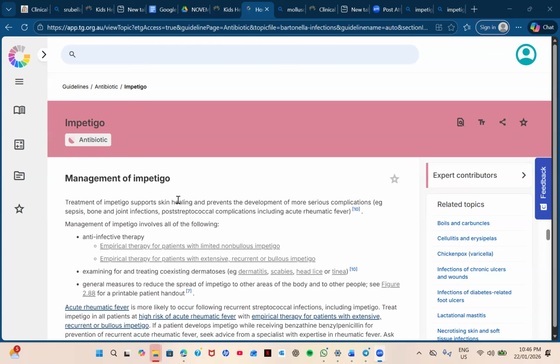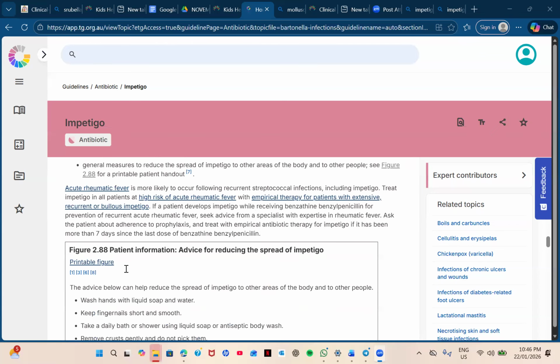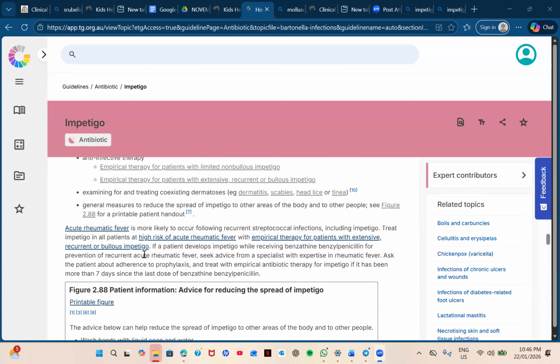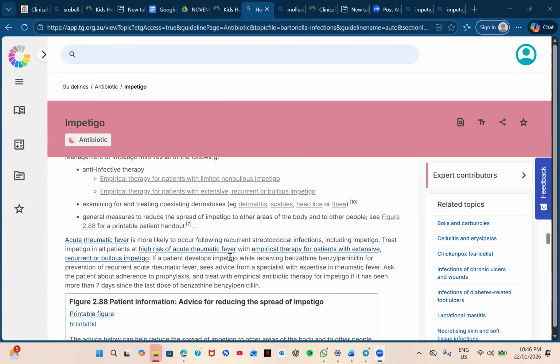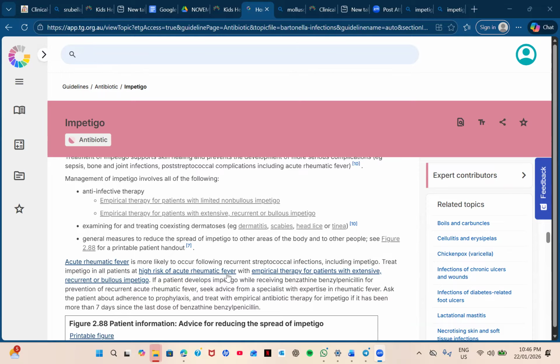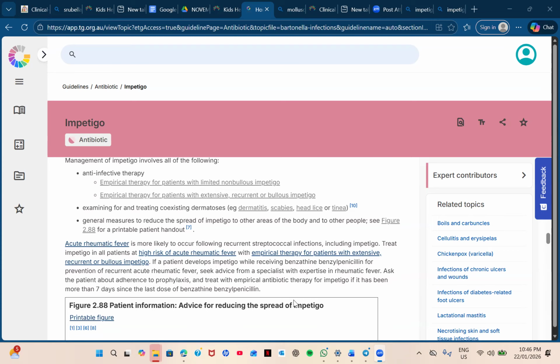This is a new part, doctor. Let's see what they have mentioned. Acute rheumatic fever is more likely to occur following recurrent streptococcal infection, including impetigo. So, treat impetigo in all patients at high risk of rheumatic fever with empirical therapy for extensive recurrent or bullous impetigo. Okay, if a patient is at high risk of getting acute rheumatic fever, in those children we have to treat as if it is severe, like bullous impetigo treatment. That's what they are mentioning here.